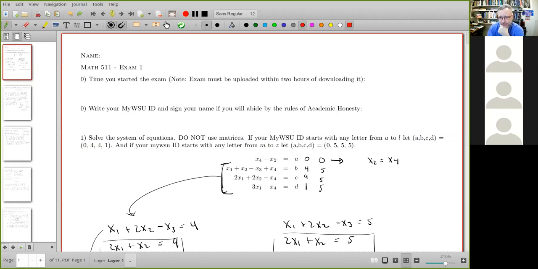So, exam one, things that not everybody did, and here's a very, very important thing. Read. Every problem has words, read it. And as I go through here, I'd like to know the time you started the exam. Write your My WSU, sign your name, that you're going to abide by the rules of academic honesty. That was part of the header on this. I'd sent the email about it, things of that nature.